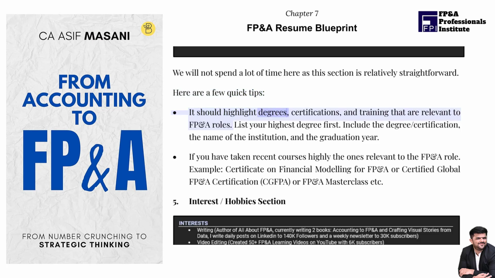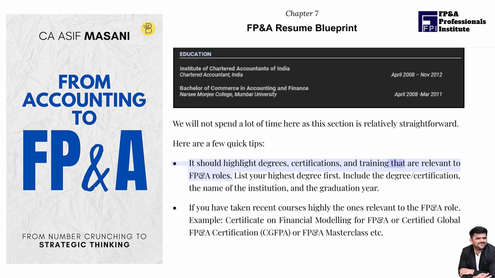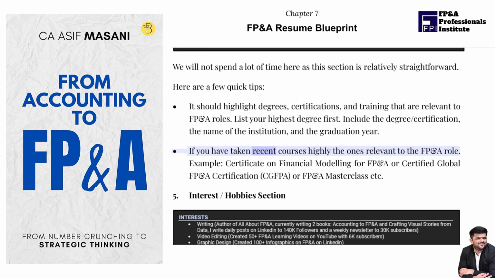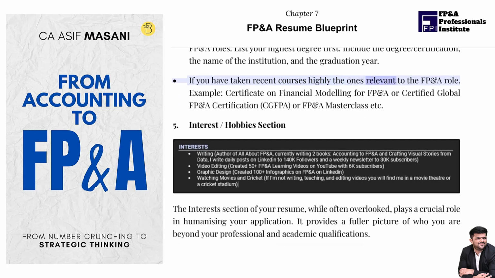It should highlight degrees, certifications, and training that are relevant to FP&A roles. List your highest degree first. Include the degree, certification, the name of the institution, and the graduation year. If you have taken recent courses, highlight the ones relevant to the FP&A role. Example, Certificate on Financial Modeling for FP&A, or Certified Global FP&A certification (CGFPA), or FP&A Masterclass, etc.